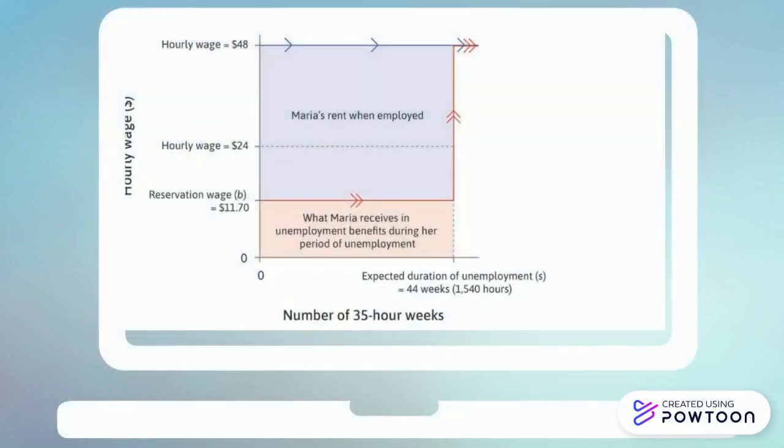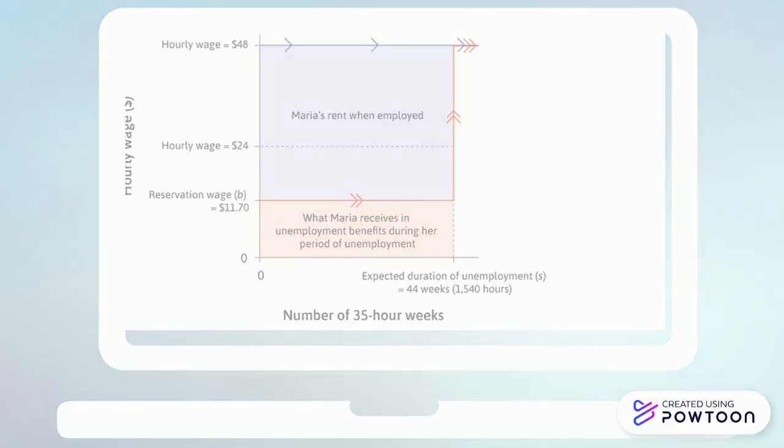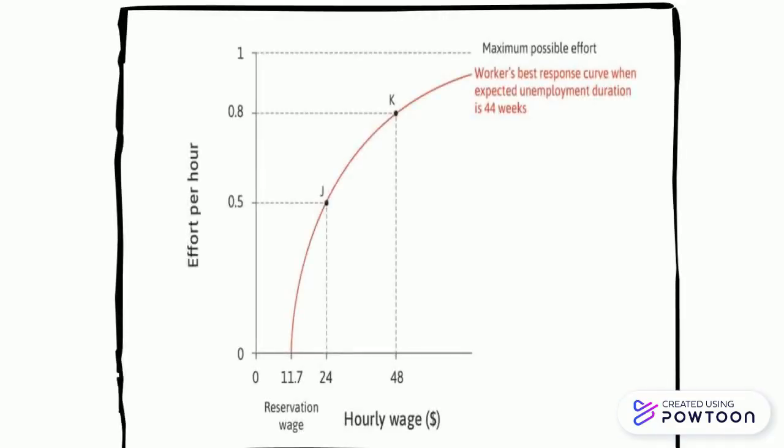The area of the rent rectangle increases when she gets a higher wage, assuming that there is no change in the expected length of unemployment should she lose her job and no change in the unemployment benefit. Since her employment rent is higher, Maria will be more concerned about losing her job. And the diagram shows the effort Maria chooses for each level of the wage, referred to as her best response curve, or worker's best response action.